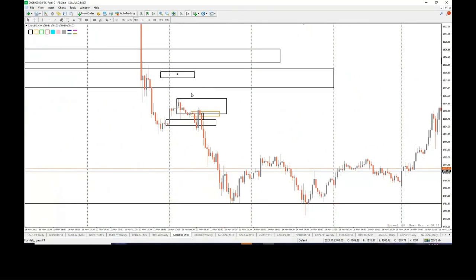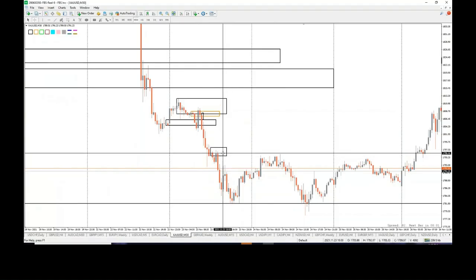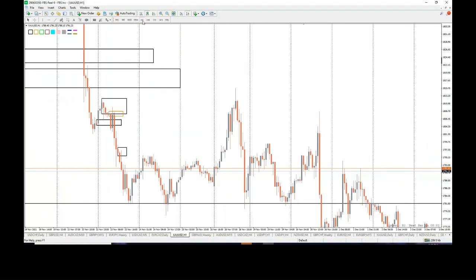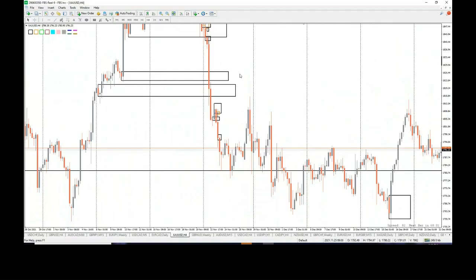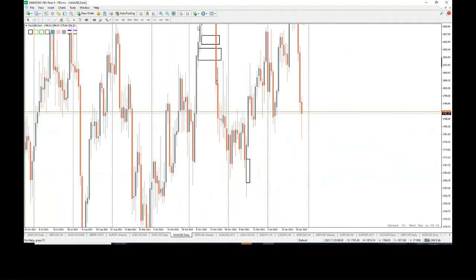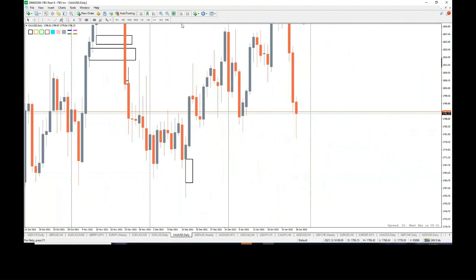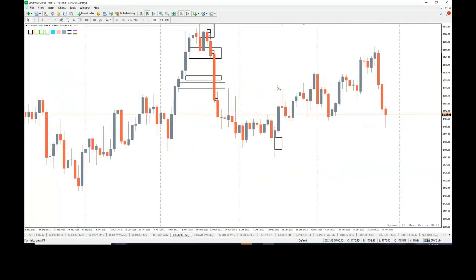Is there any engulfing sell? Yes, there is. So this is your next entry point. Then it gets messy. I'm going to delete this weekly zone because it's too big. I want to show you how the market actually moves.